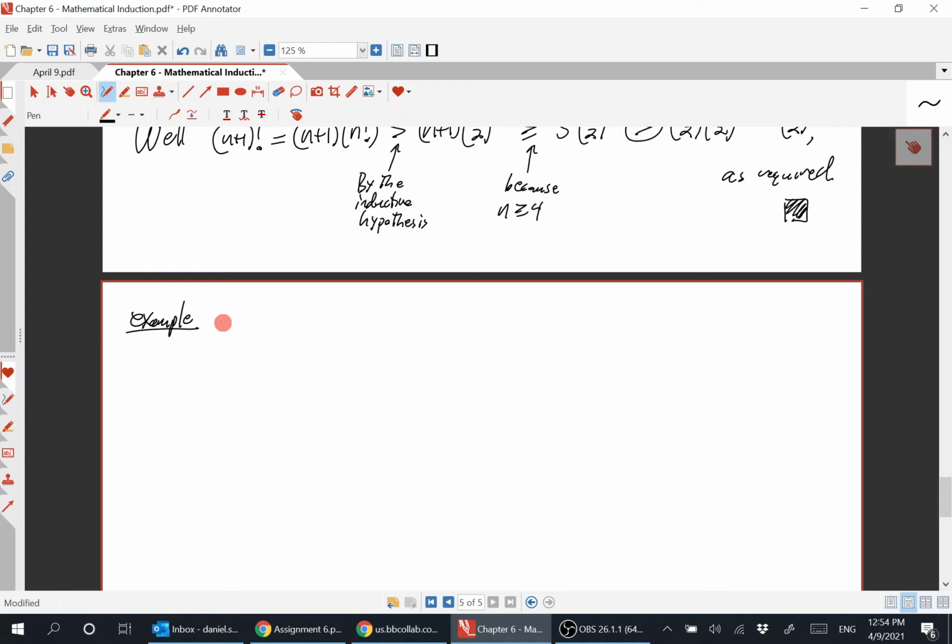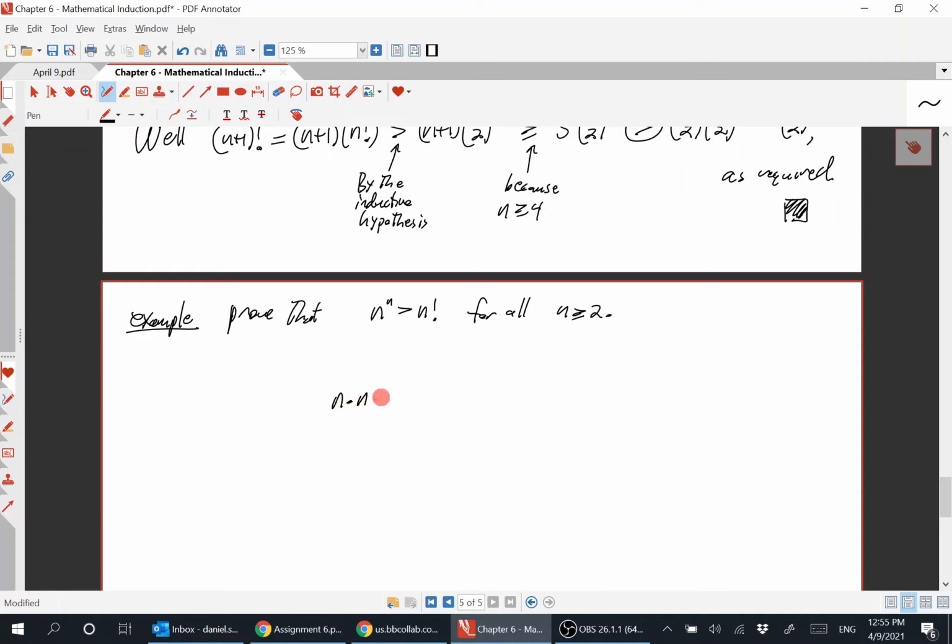Show that. Prove that. So, what is it? n to the n is strictly greater than n factorial for all n greater than or equal to 2. n to the n is greater than n factorial. I mean, obviously it's the case.